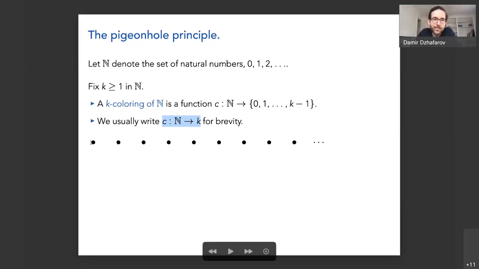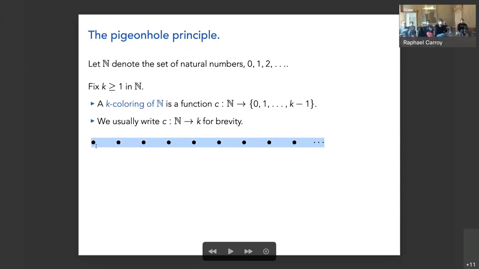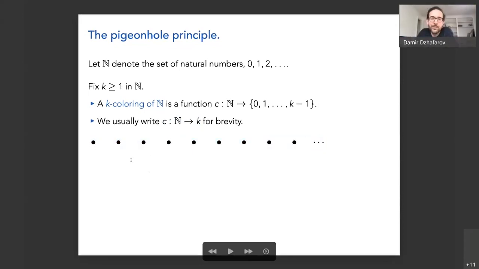So the way to visualize it is, here are the natural numbers. You can see if I highlight like this, it shows up. Yes, we do. Okay, good. Thanks. So if you think of 0, 1, 2, etc., then here's a coloring, right? I've assigned each number one of three possible colors.